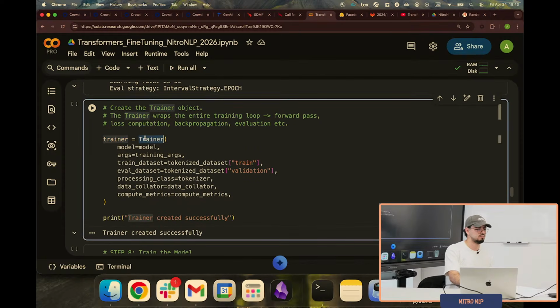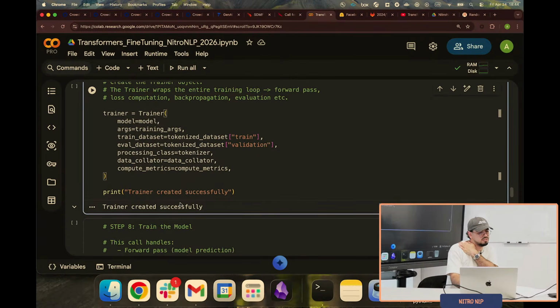So the trainer would be trainer of the model. The arguments would be the training arguments from before. The train dataset is the tokenized dataset we did at the beginning. The eval dataset is the tokenized dataset of the validation. Attention, not test, but validation. The test is something that we're going to use later only for our sake to see what the performance is. The processing class is the tokenizer. The data collator is the data collator that we declared before. And the compute metrics function is the compute metrics that we declared at the beginning.